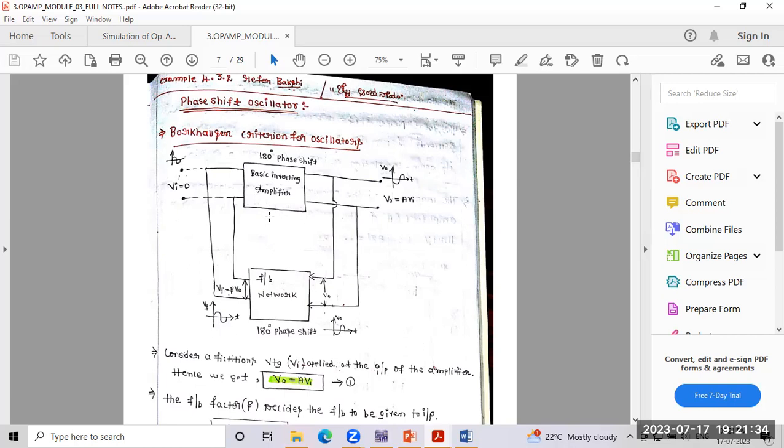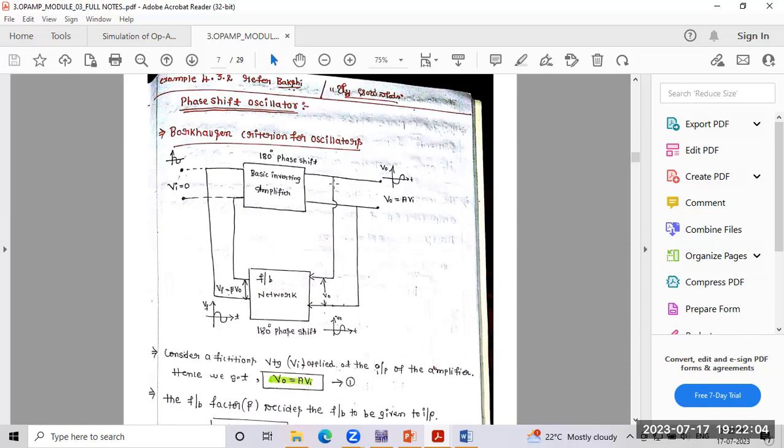Here, first I'm going to consider a basic inverting amplifier. We know what an inverting amplifier is. An inverting amplifier will give 180-degree phase shift. You know the basic concept about the inverting amplifier. What is the output voltage equation for a basic inverting amplifier? V naught equal to A, where A is nothing but the voltage gain, into Vi. This is the output voltage equation for a basic inverting amplifier.